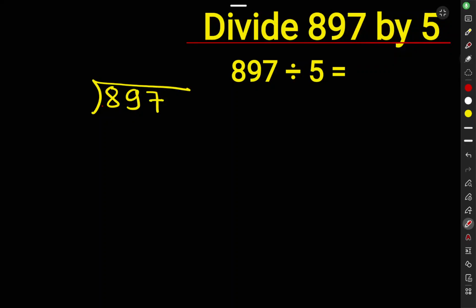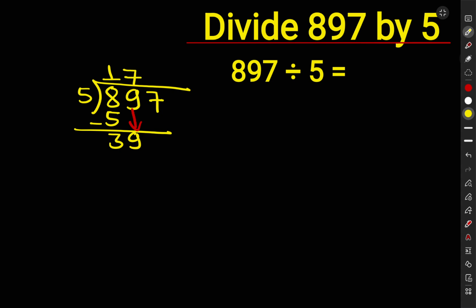We divide 897 by 5 in long division method. 5 times 1 is 5. On subtracting we get 3. So now we put down this 9 and it is 39.